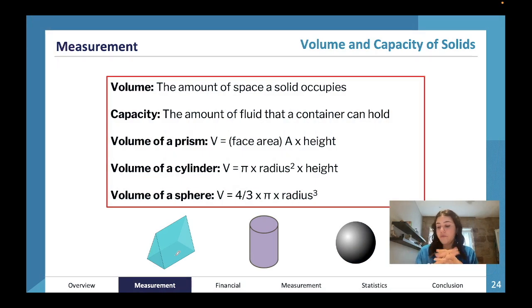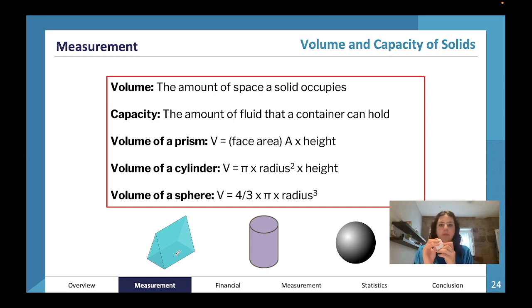Okay, so more formulas that you need to know. Volume, the amount of space that a solid occupies. Capacity, the amount of fluid that a container can hold. So space that a solid occupies. I'm looking around for an explanation.